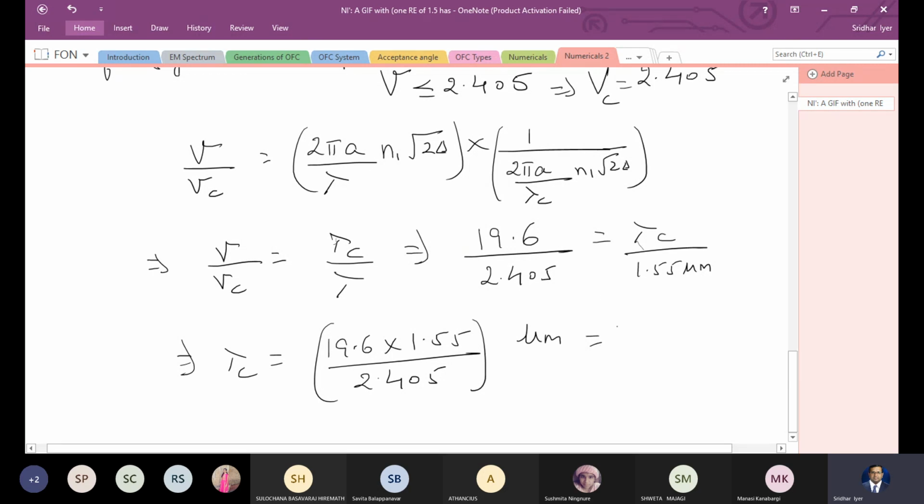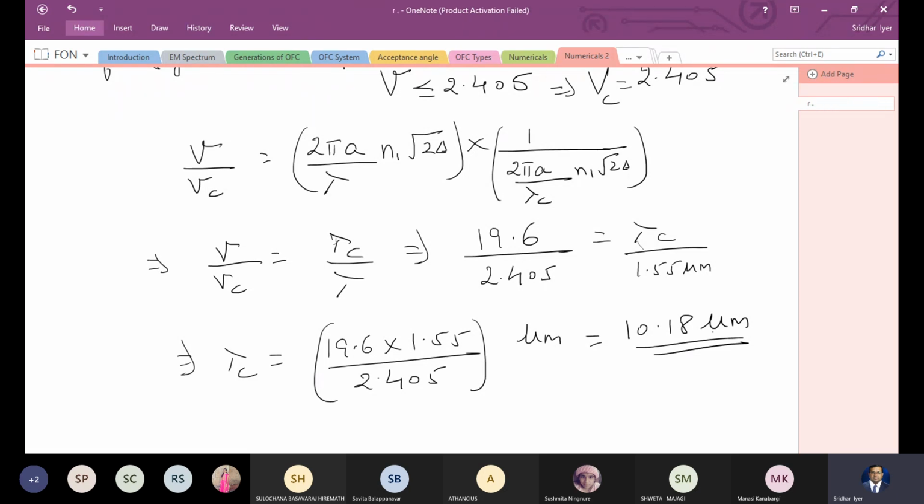So I get about 10.18 micrometer. I hope it is clear how we can find this wavelength for operation, right? So for the graded index fiber, the wavelength was 1.55 micrometer. But if you want this fiber to operate as a single mode fiber, then the wavelength of operation should be 10.18 micrometer.